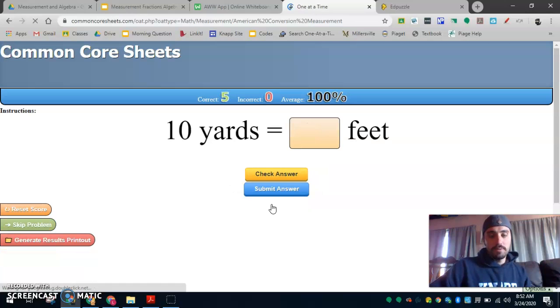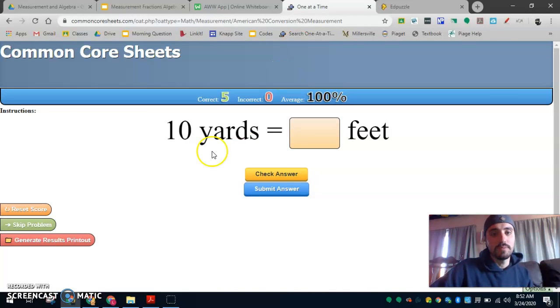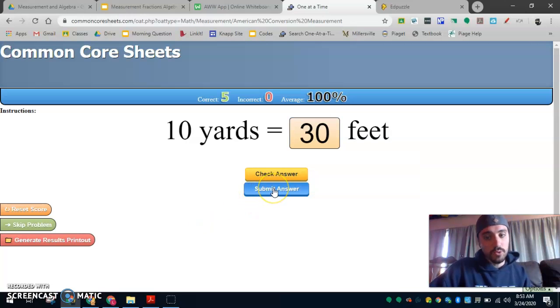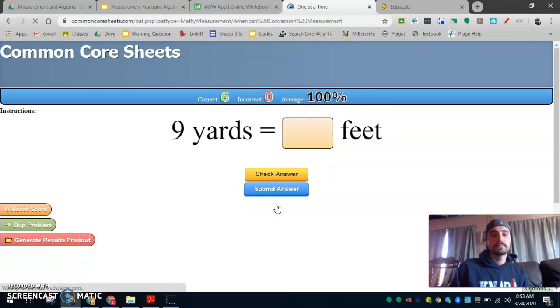Here we go. Perfect. We are going yards to feet again, so we can make our model of that. Instead of 2 yards this time, we will be making 10 yards. For those of you out there playing and that can kind of figure it out in your head, 10 yards would equal how many feet? 30. If you made your model or you have your shortcut. Okay. I'm going to skip this one because we just did it.